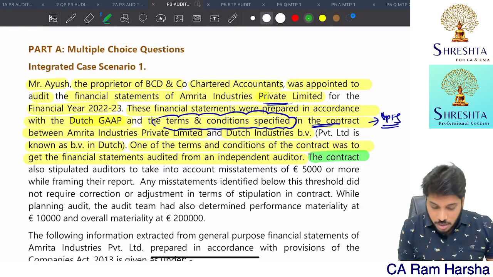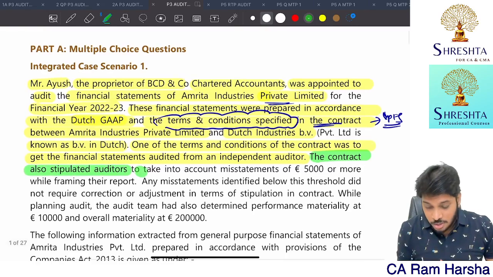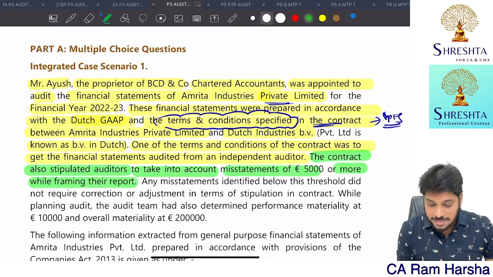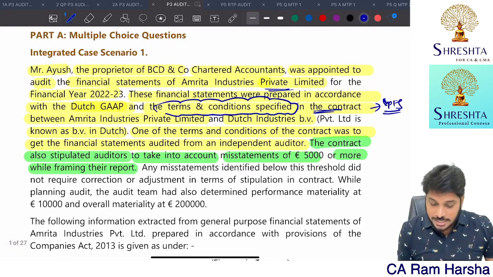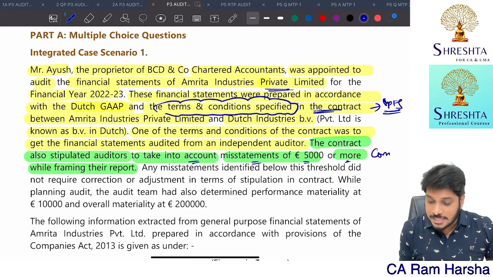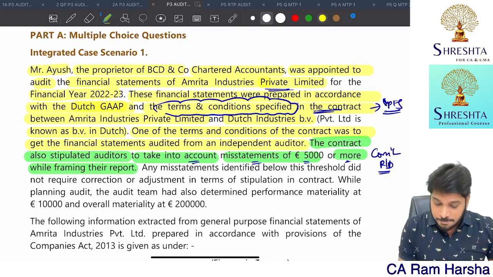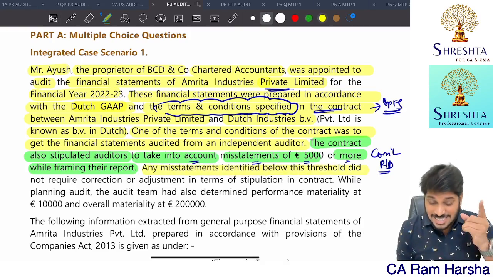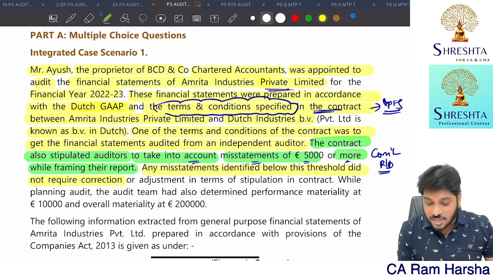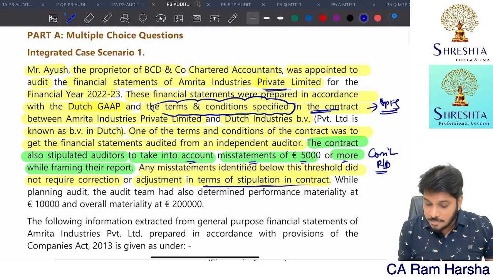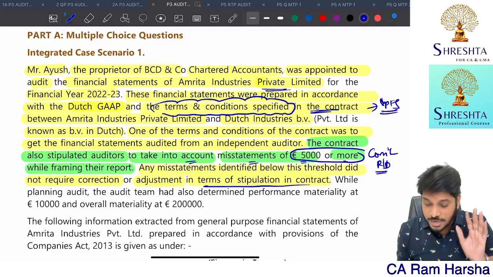Next, the contract also stipulated that auditors take into account misstatements of 5,000 euros or more while framing their report. So the contract says all misstatements of 5,000 or more you can consider for reporting differences. We'll interpret later what that 5,000 euros is. Any misstatements identified below this threshold did not require any correction or adjustment as per the stipulation in the contract. So as per the contract, any mistake below this level does not require correction.